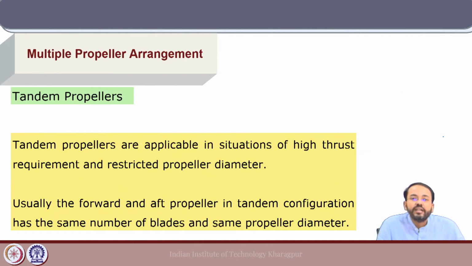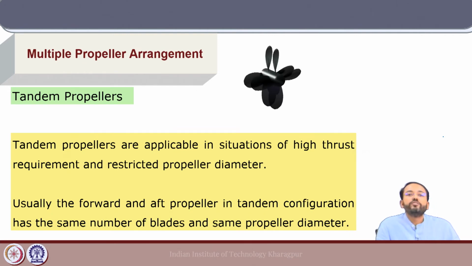aft propeller. Tandem propellers are applicable for vessels which typically have a combination of high thrust requirement and also restricted diameter. That means for inland vessels where the draft is restricted and we do not have a large available diameter, tandem propellers can help in distributing the thrust between the forward and the aft propeller, so that both of them can operate in optimum thrust loading conditions. Because we have two propellers, typically these propellers have the same number of blades and the same diameter in a standard tandem propeller design.